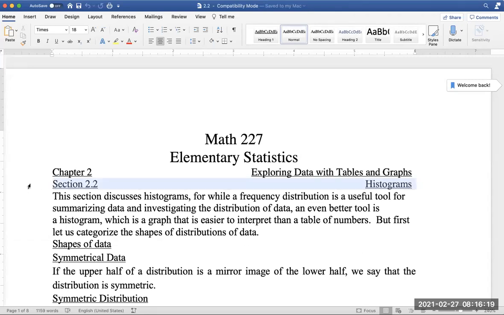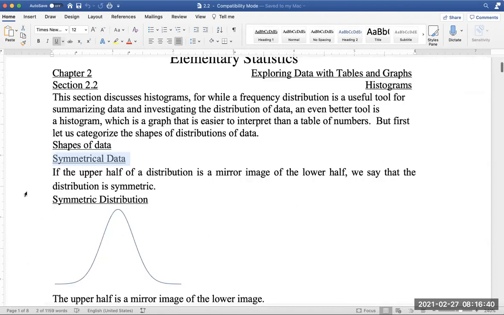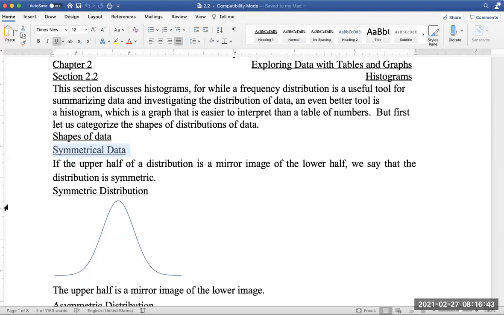Looking at a graphical representation of this organized data. It's really a graphical representation of either a frequency distribution or a grouped frequency distribution. So first, let me talk about the shapes of data. Symmetrical data: a distribution will be said to be symmetric if the lower half is a mirror image of the upper half. So this is a symmetric distribution.